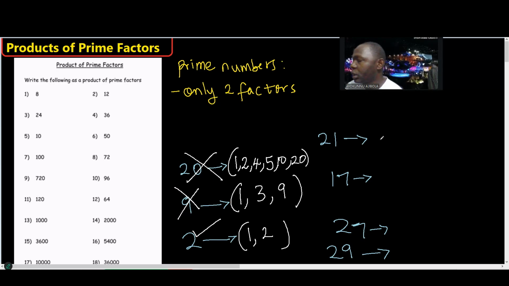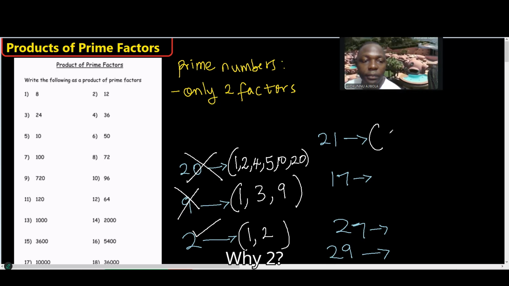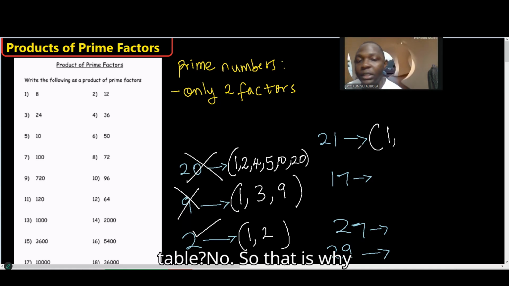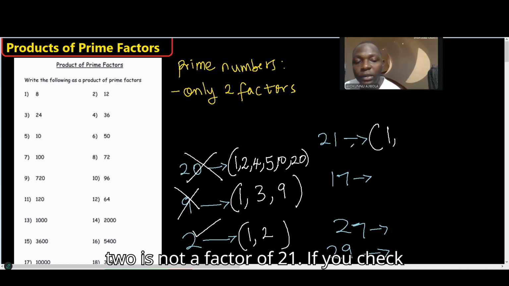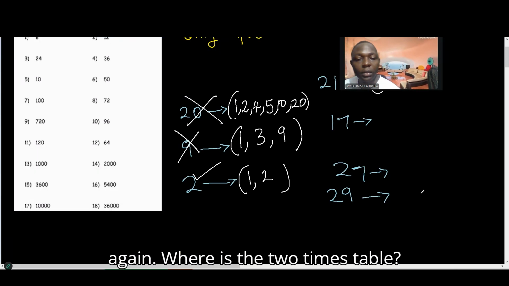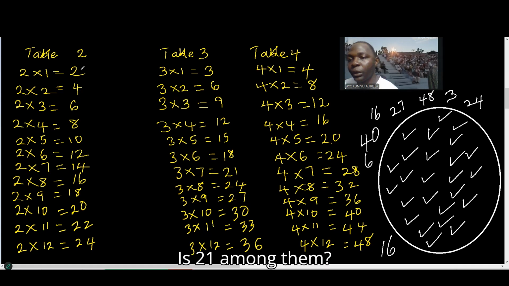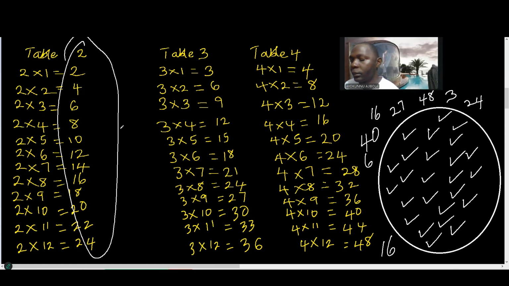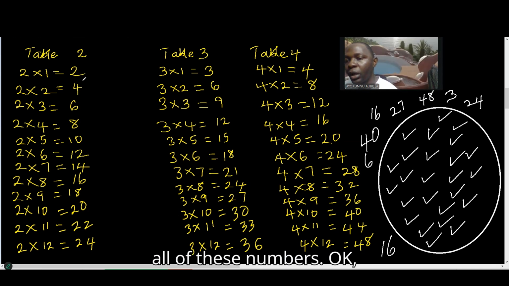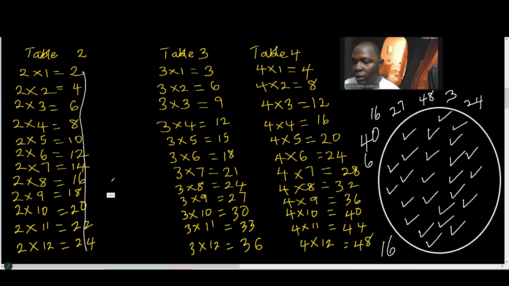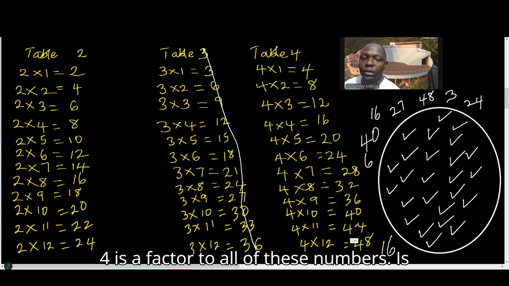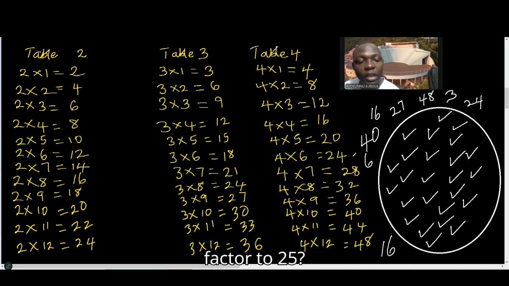What about 21? What are the factors of 21? 1, and 2 cannot. Is 21 on the 2 times table? No. So that is why 2 is not a factor of 21. If you check your 2 times table, where is it? Is 21 among them? No. So why should you say 2 is a factor of 21? 2 is a factor to all of these numbers, 3 is a factor to all of these numbers, 4 is a factor to all of these numbers. Is that clear?